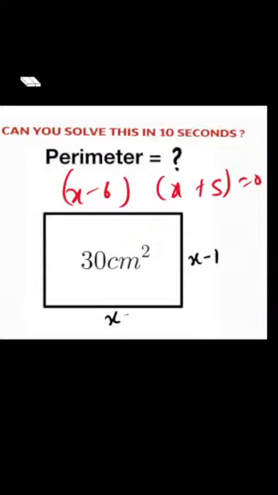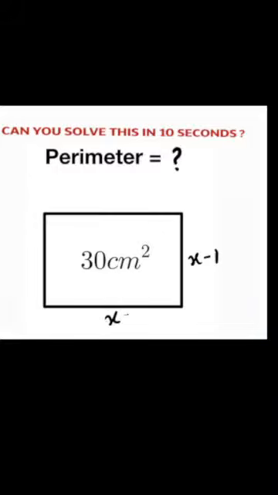So x is 6, and the other side is 6 minus 1, which is 5. Adding all of them together, we get the perimeter, or you can use the formula for the perimeter of the rectangle, which is 2 times (l plus b). So your answer is going to be 22. Those who have already given the answer as 22 centimeters, their answers are correct.